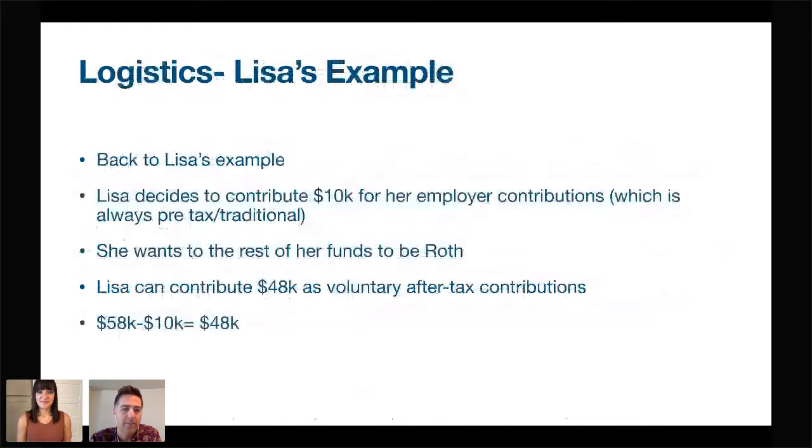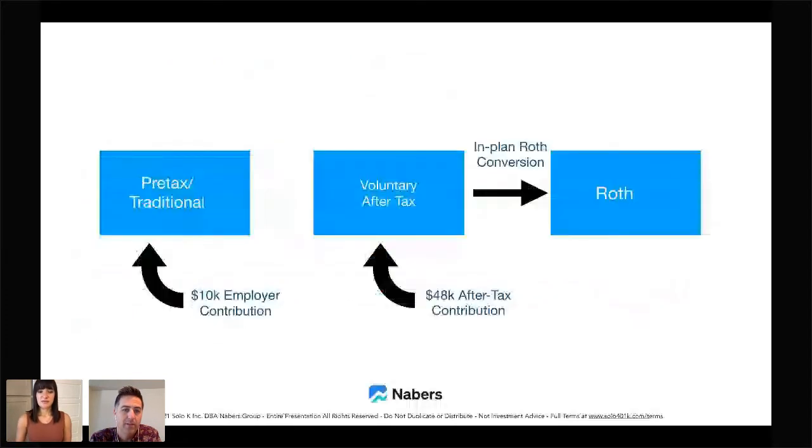So let's go back to Lisa's example. Lisa contributes that $10,000 for her employer contribution, which is always pre-tax. It's that traditional bucket. She wants the rest of her funds to be Roth. Lisa can contribute that $48,000 as a voluntary after-tax contribution. So that's the $58,000 minus the 10. That's the 48. So she doesn't do that directly into the Roth though, remember? You can see visually here, the 10,000 can go into the pre-tax bucket. The 48,000 has to go into the voluntary after-tax bucket.